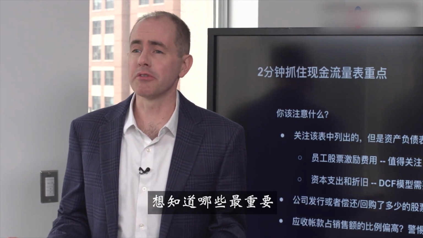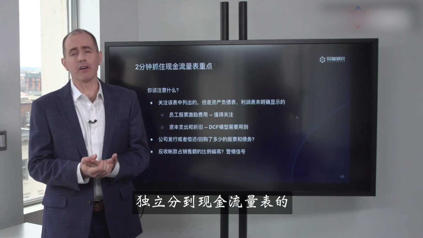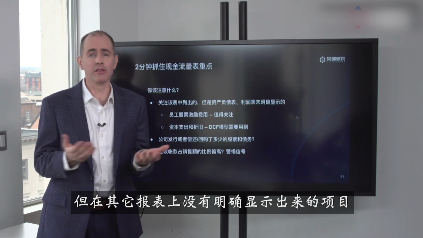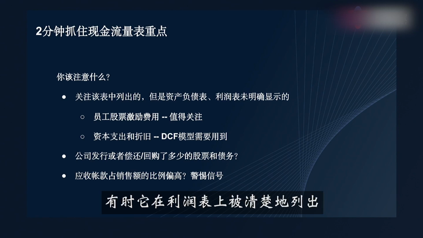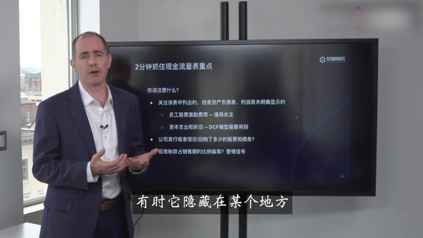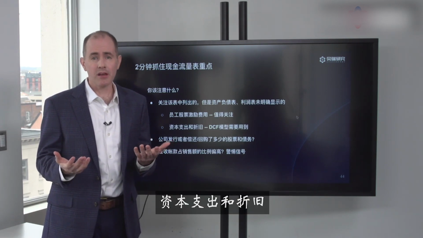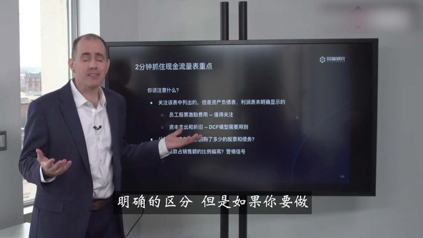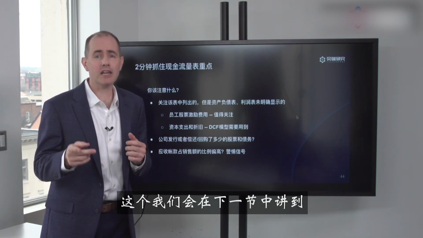All right, so if you're just looking quickly at the statement of cash flows and just wondering what jumps out, some things that I look for personally are items that are separated out here, but which aren't clearly shown on the other statements. An example might be employee stock options expense. Sometimes it's broken out clearly on the income statement. Sometimes it's buried somewhere. Capital expenditures and depreciation: these are things that are not always clearly separated on the income statement, but you need them if you're going to do a discounted cash flow valuation, and we're going to get to that in a coming section.